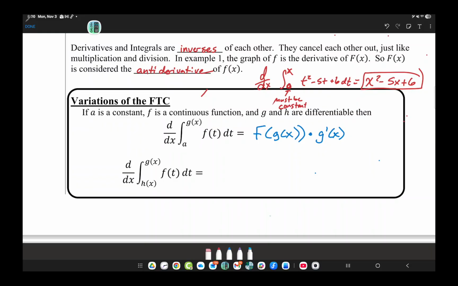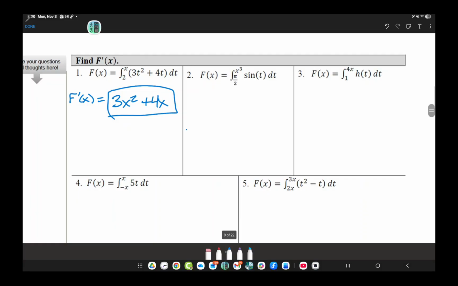Okay, so let's look at this played out at number 2. So here, this is my g of x. Again, I don't care what the lower bound is, because as long as it's constant, I'm fine. Okay, so f prime of x, we are going to plug in that x cubed into here. So that is sine of x cubed times the derivative of x cubed, which is 3x squared. Now you can write it as 3x squared sine of x cubed.